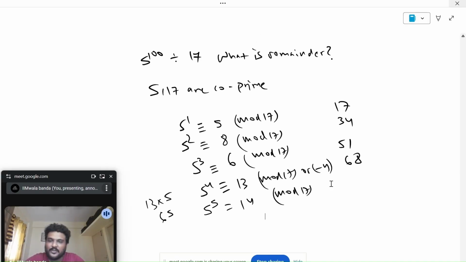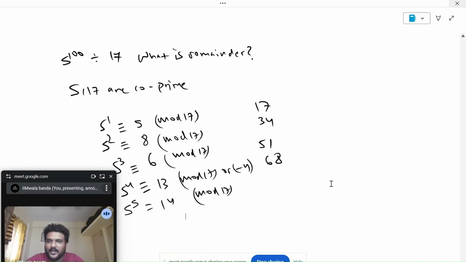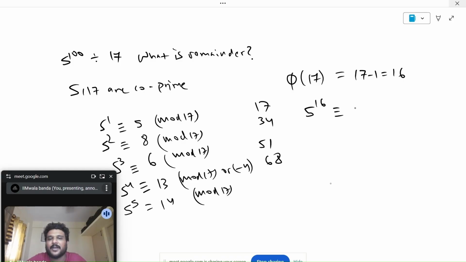But now I will show you how I can do it with Euler. All right. So if you say phi of 17, 17 is a prime number. So 17 minus 1 will be 16 because 1 to 16 all numbers will be co-prime. So now I know that 5 to the power 16 will give you remainder 1 when it is divided by 17. So you will get cyclicity of 16 directly, which I would have got if I continued this. I would have gotten 5 to the power 16 giving me remainder 1. But I got it directly from Euler. So you can appreciate what Euler has done.